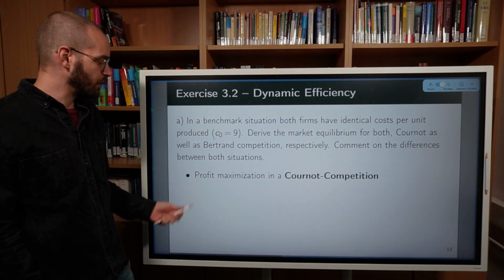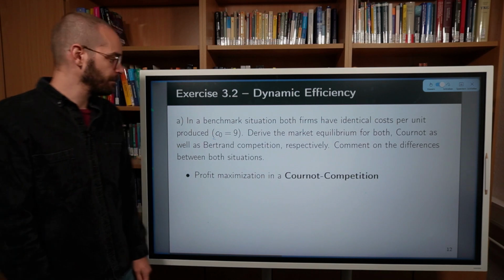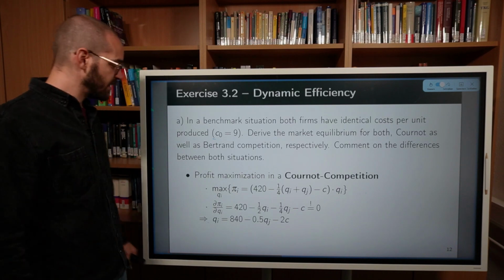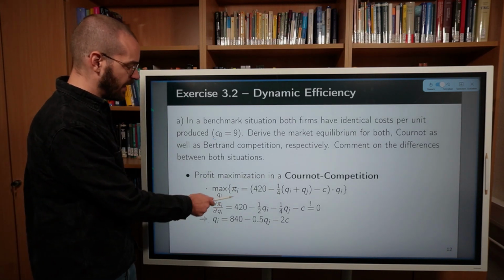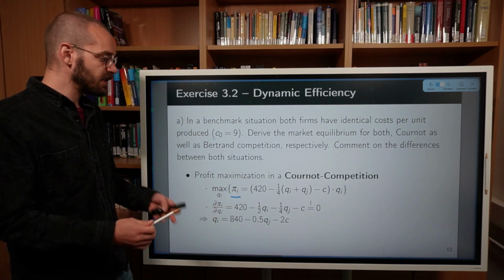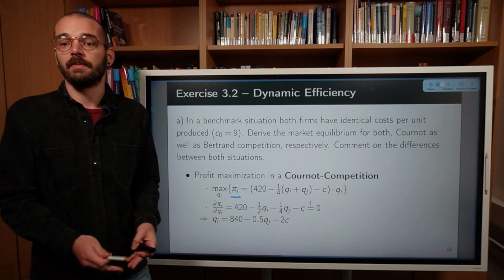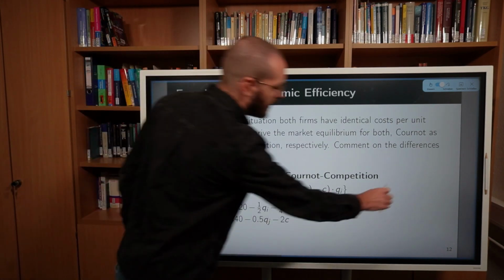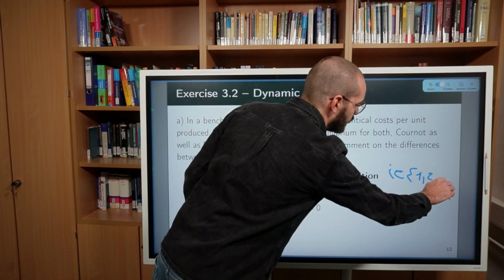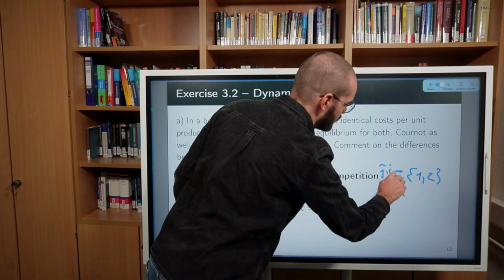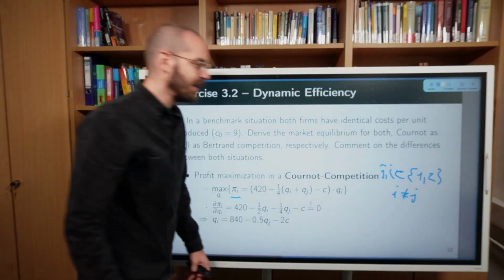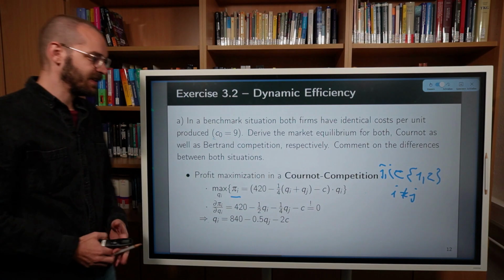Okay, so let's start with the profit maximization in a Cournot competition. Of course, as you already know, the first step is, as always, to state the profit maximization problem. In this case, because we have symmetry of firms, we can state it with an index i. It's the same profit maximization problem for each firm i, where i takes values 1 and 2. And the same is true for j, but technically i is unequal to j, just to be really specific.